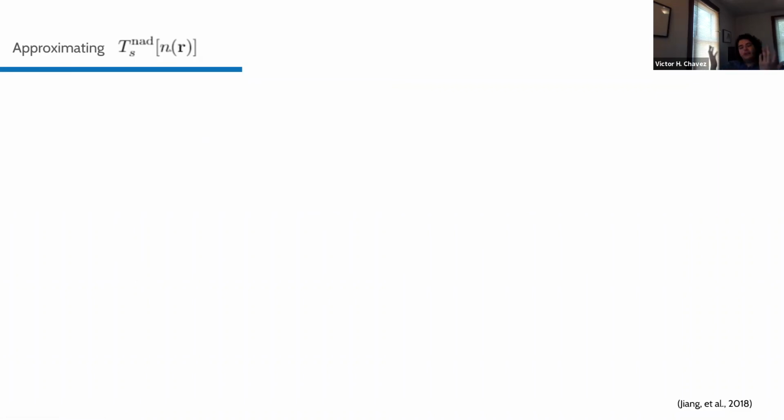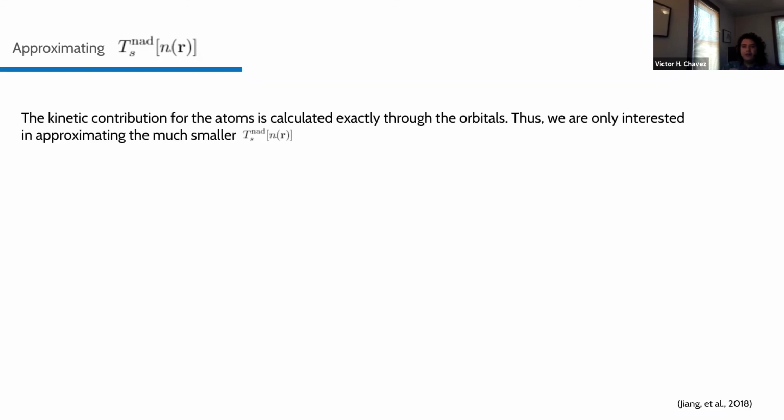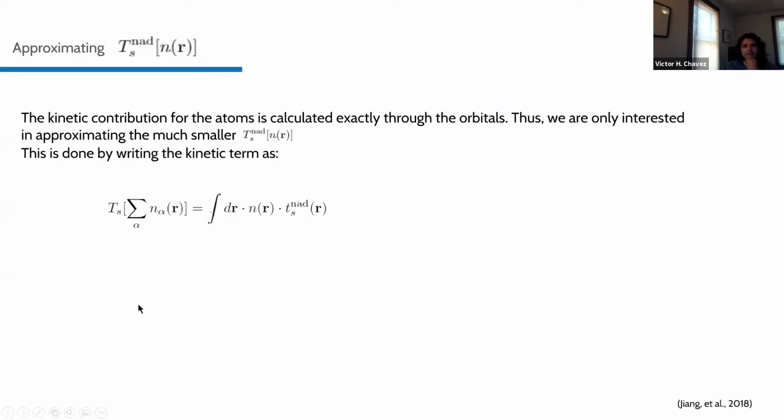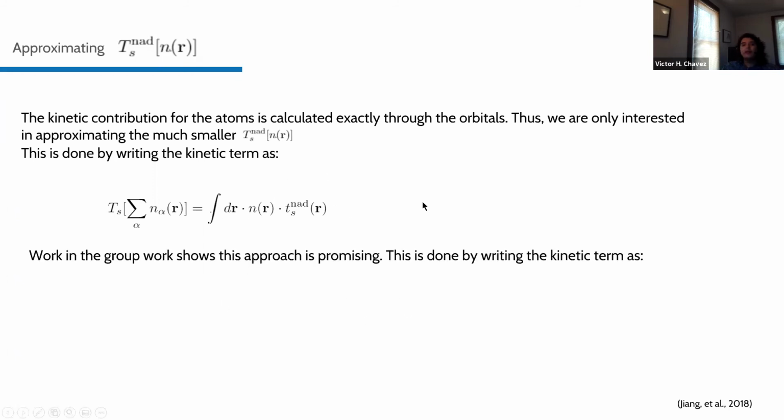And one of the things that people think about is that we can do orbital-free DFT or approximate just TS. Obviously, this is famously hard to achieve, and of course TS non-additive is simply a completely different challenge. But in the group, we were interested in approximating this part of the functional. We do the individual fragments exactly through the orbitals, and then what we're doing is we're trying to approximate the integrand here.